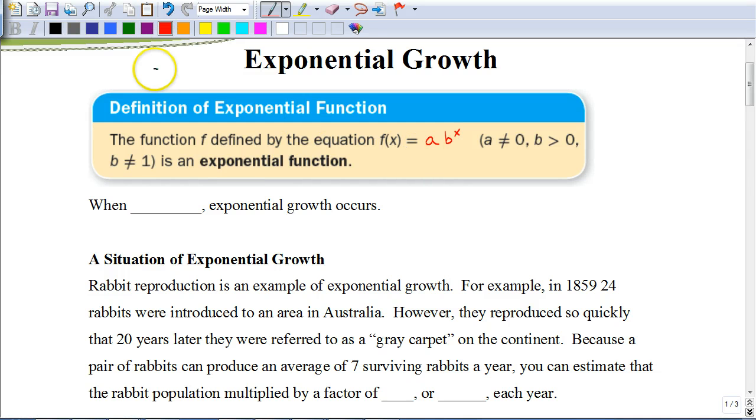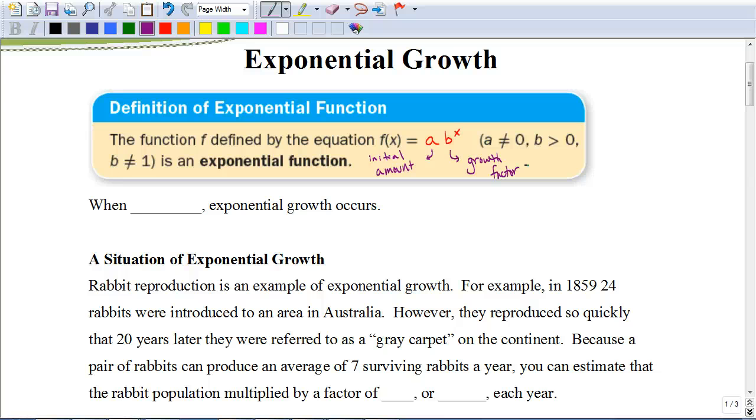Now, a and b: a represents what we call the initial amount. And that's important. The initial amount, or a, is always what you start out with. b is what we call our growth factor. Oftentimes that'll be a percent that we write as a decimal, but other times it's just a decimal that they give us or that we have to figure out.